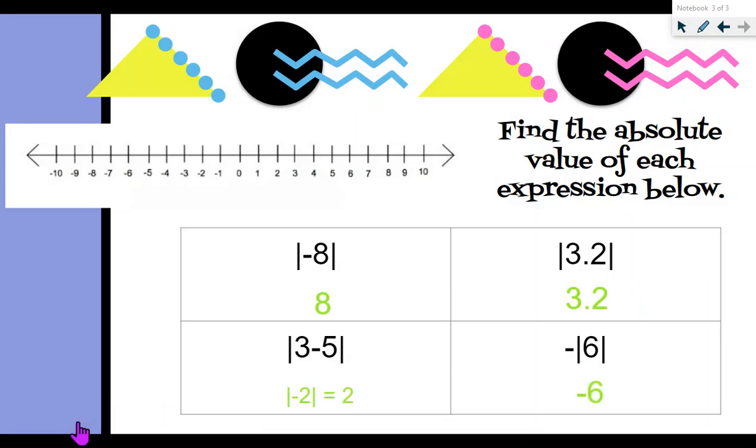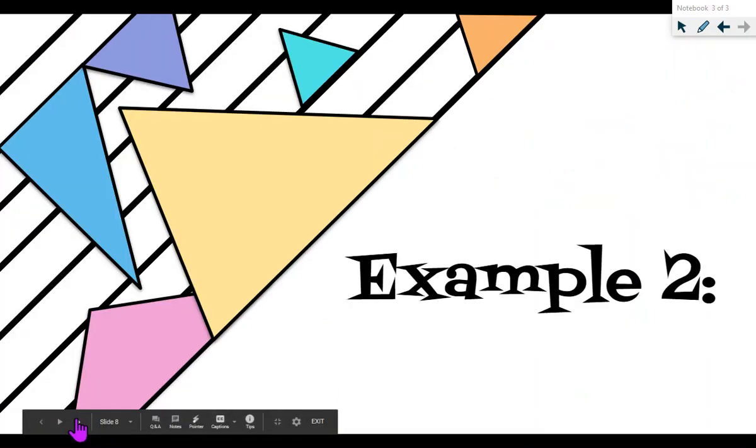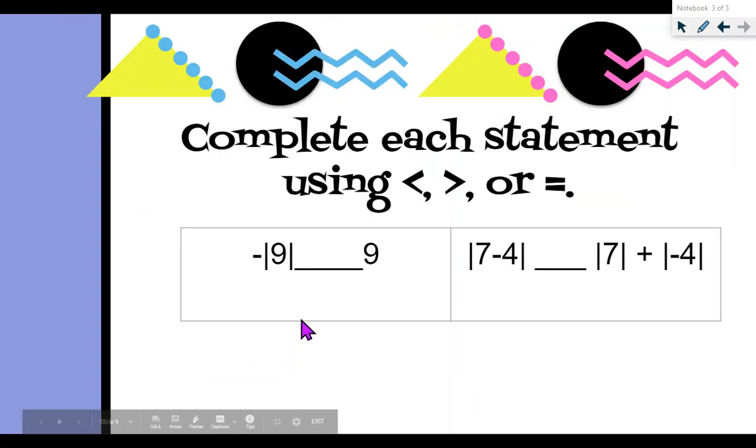There's all of our answers there that we just talked about. But let's look at another example here. Okay, for these types of problems, we're going to complete these statements using our greater than, our less than, or our equal to sign. Just like we were doing with comparing and ordering fractions, decimals, percents, we need to solve each side of these and then fill in our symbol.